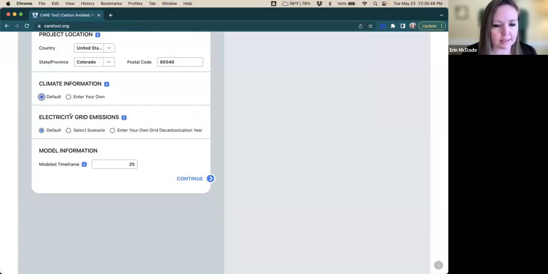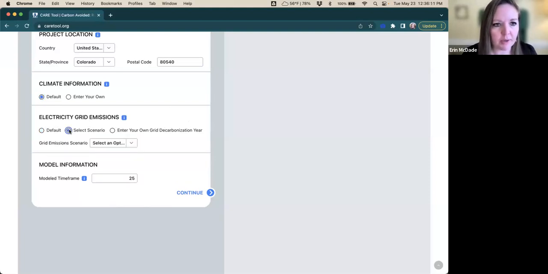And then this is something that we added to the tool somewhat recently. Before we just had backend eGrid data. So whatever the 2020 maybe or 2022 eGrid emissions were, that was what it assumed the electricity grid for your project would be for the entire model timeframe. Now we have other options here where you can select scenarios that show different potential grid decarbonization, or at least emissions reduction, intensity reductions, or you can enter your own grid decarbonization year.